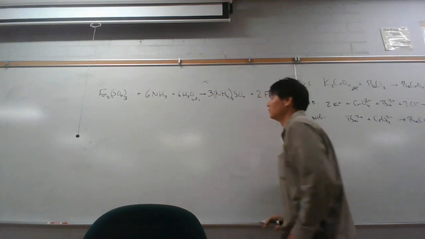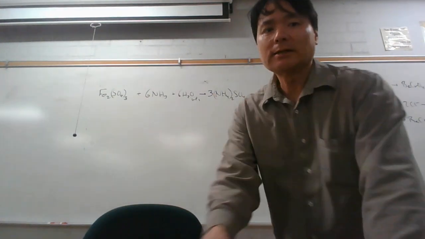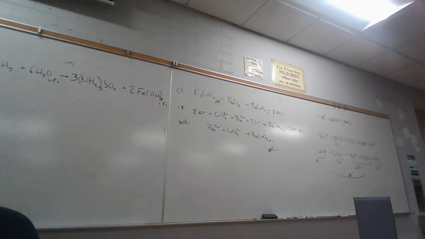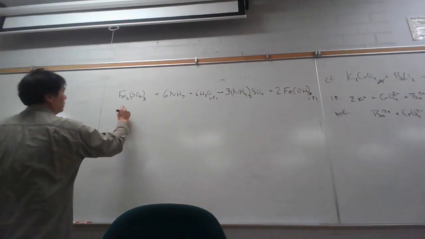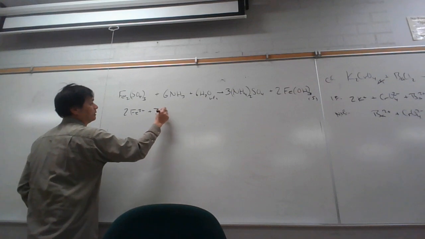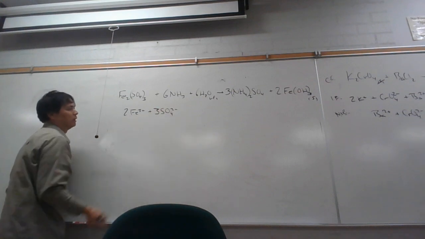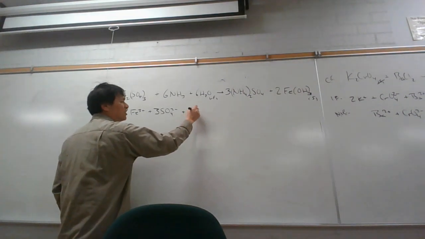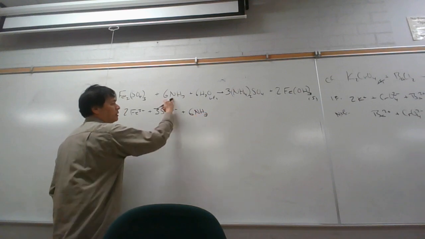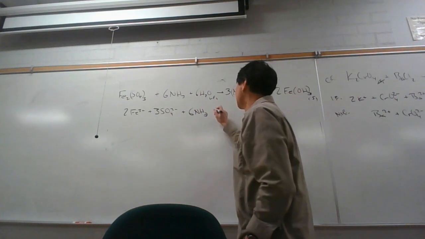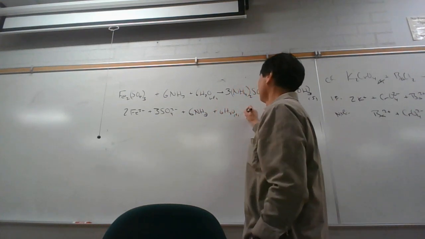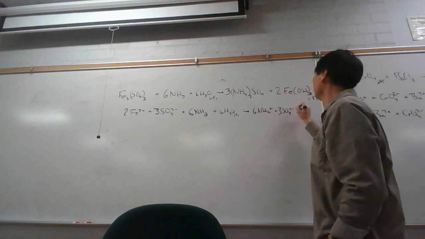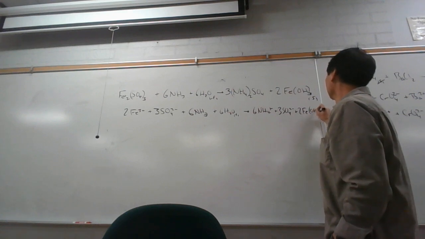So, okay. All right, next. What did you get? 2 iron 3s and 3 sulfates. Okay, don't forget the charges on these. Not that you did, but lots of people do forget those. 6 ammonia. Okay, is there a charge on ammonia? No. Ammonia and ammonium are 2 different things. And 6 waters. And that goes to 6 ammonium ions, and 3 sulfates. And then 2 iron 3 hydroxides.